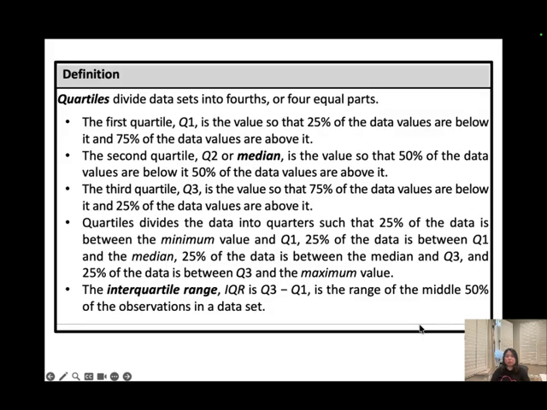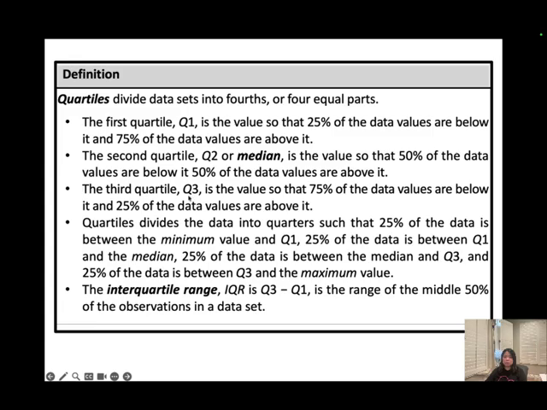Okay, now let's talk about quartiles. Quartiles divide the data set into 4 equal parts. The first quartile, which we call Q1, is the value such that 25% of the data values are below it and 75% of the data values are above it. The second quartile, Q2, you can also call the median. Remember Session 3.1? We learned how to find the median already. This is exactly equal to Q2. It's the value such that 50% of the data values are below it and 50% are above it.